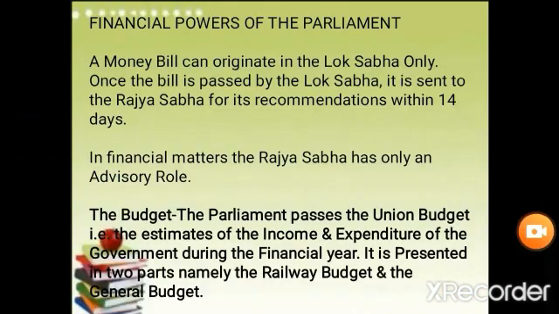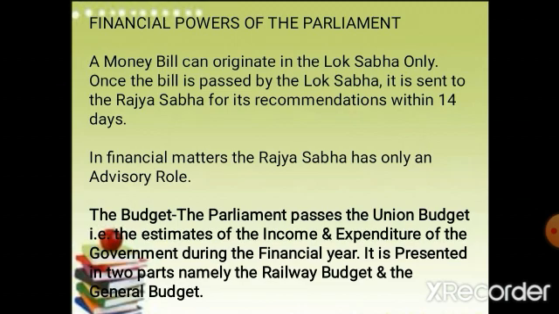Okay, next we'll move on to the financial powers of the parliament. Money bill can originate in the Lok Sabha only. Okay, so we have already discussed that. Once the bill is passed in the Lok Sabha, it is sent to the Rajya Sabha for its recommendation. Okay, that too they have to give within 14 days.